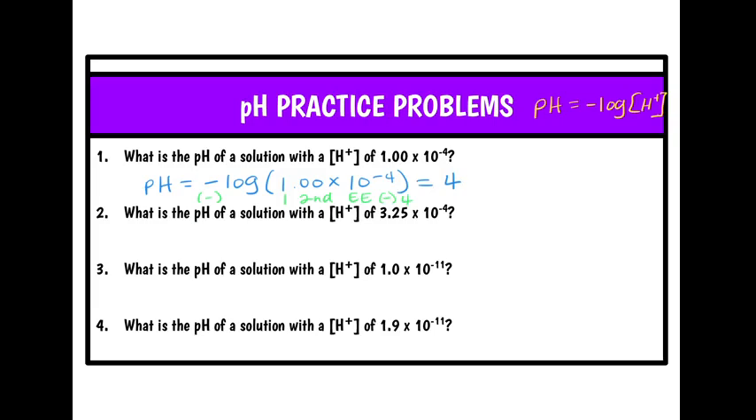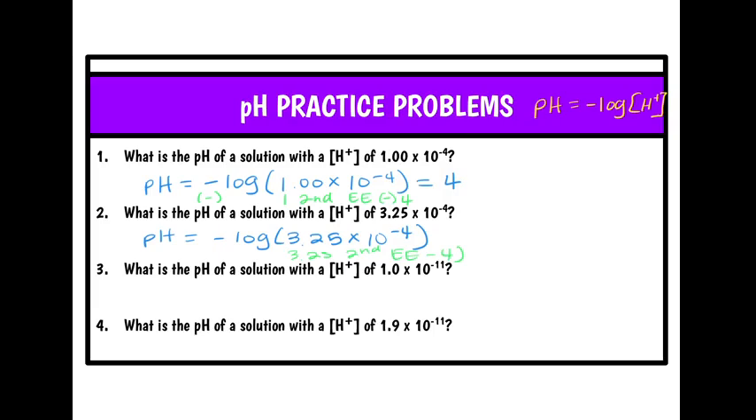Now let's do the same thing with number 2. This time you go ahead and plug it in. Pause the video and double check your work and answer with me. So hopefully your work looked like this. You did your negative log, and then you did your 3.25 times 10 to the negative 4th. And remember, for this one again, you would have gone 3.25, hit that second key, hit that EE key, and then done the negative 4 again.